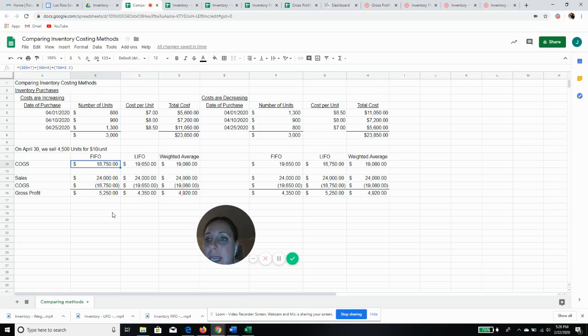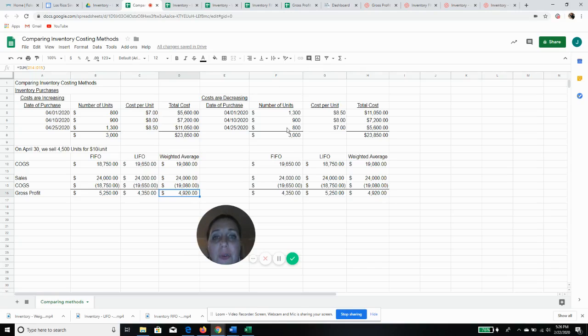All right, so you can see our cost of goods sold is lowest using FIFO when costs are increasing. It's highest using LIFO when costs are increasing, and weighted average is in the middle. So what does that mean? Cost of goods sold is an expense. So that means our gross profit and ultimately our net income will be the highest using FIFO when costs are increasing. It will be the lowest using LIFO, and it will be in the middle for weighted average.